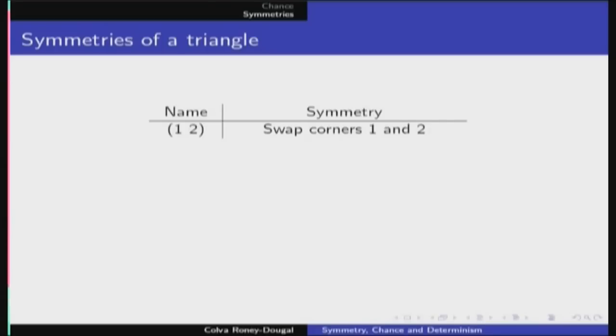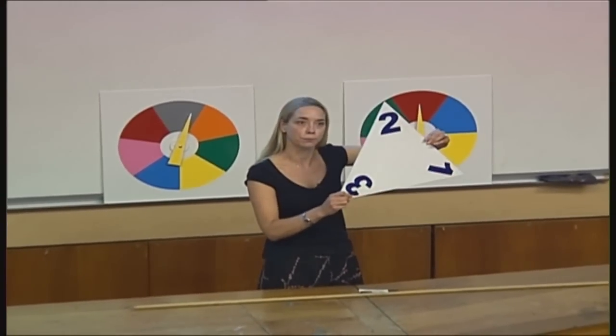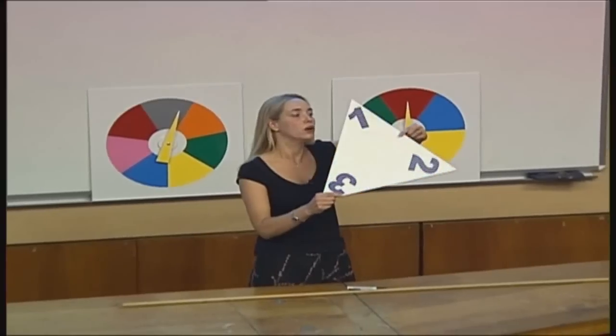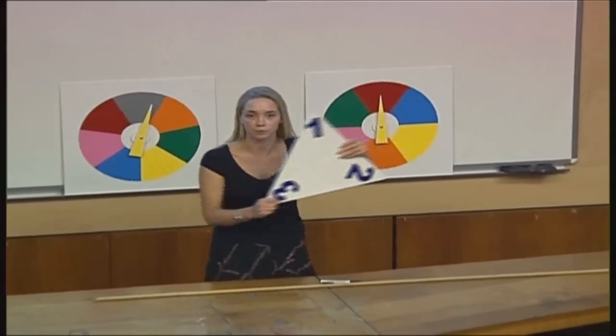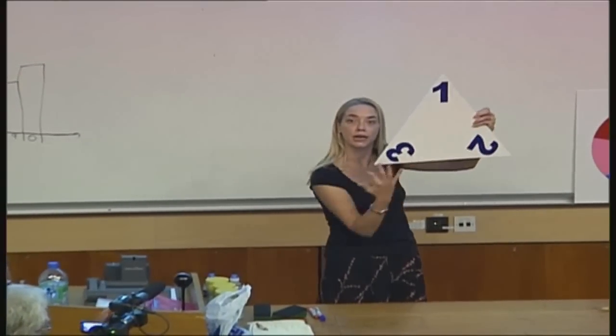Well, my first symmetry, I've just got 1 and 2 in brackets. What that means is swap 1 and 2. All right? If you just see 1, 2 in brackets like that, it means put the 1 where the 2 was, put the 2 where the 1 was. It's obviously a symmetry of this triangle. It corresponds to having a mirror down that line there.